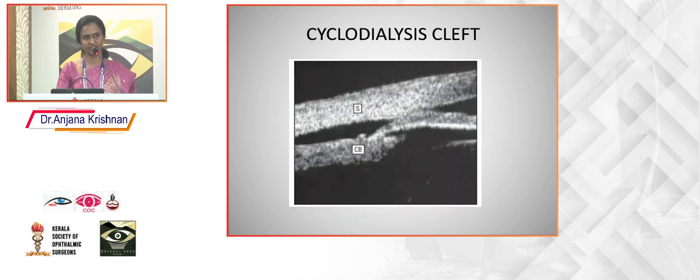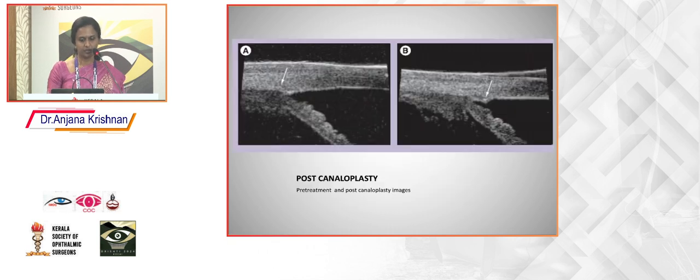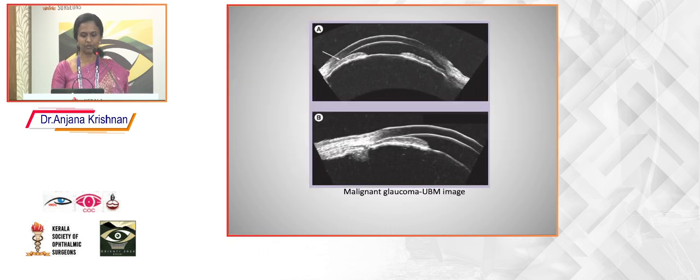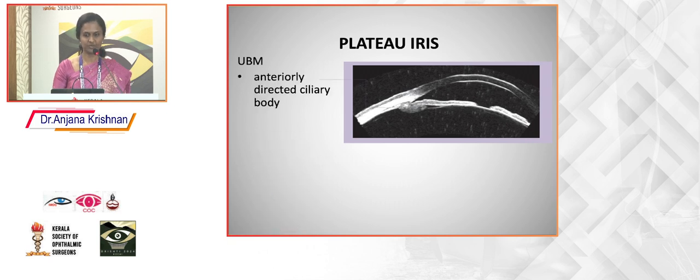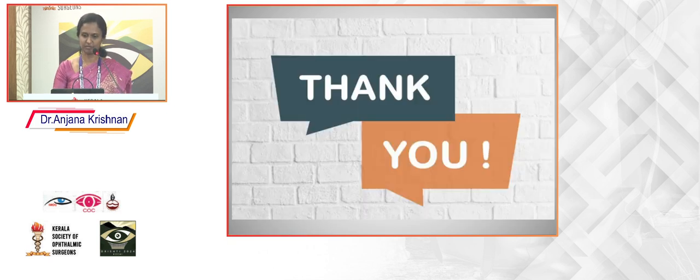The cyclodialysis cleft has also been mentioned, and I just wish to say that in this picture, the gonio may show a closed angle because the iris, as you can make out, not the ciliary body area, the iris is touching the sclera, and it may appear as closed. The cyclodialysis cleft may not be seen by the gonioscope. In malignant glaucoma, anterior rotation of the ciliary body can be seen. Plateau iris has also been mentioned, and I'll just rush through, and I think all of it has been covered. Thank you for your patient listening.